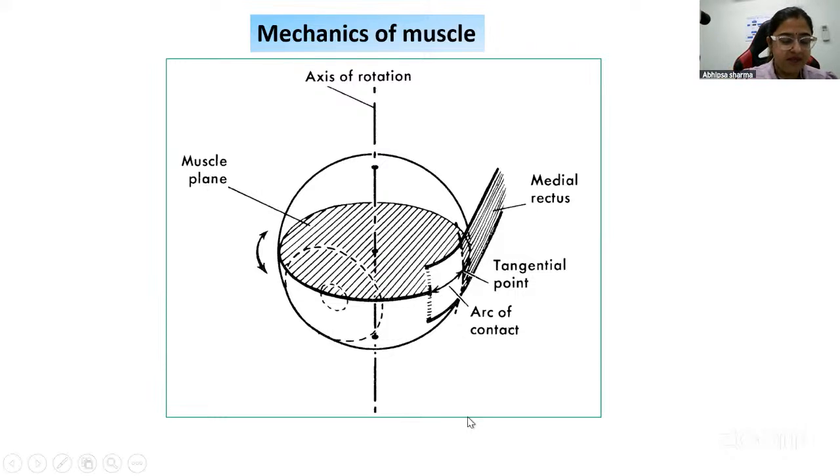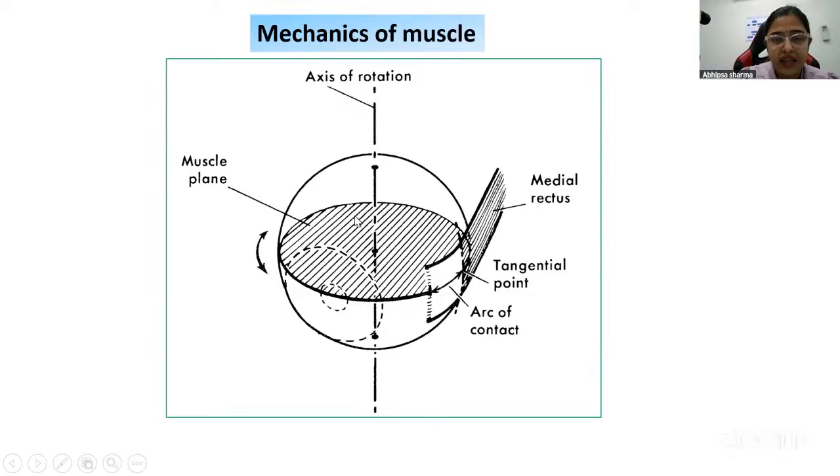The second thing we need to understand is the arc of contact. What is the arc of contact? It is formed between the tangential point and the insertion of the muscle on the sclera. What is the muscle plane? This is the muscle plane.